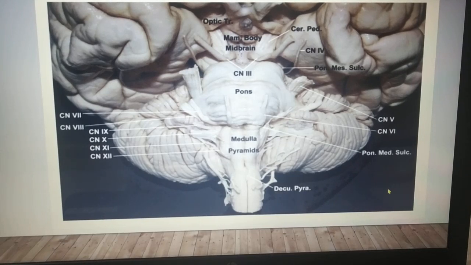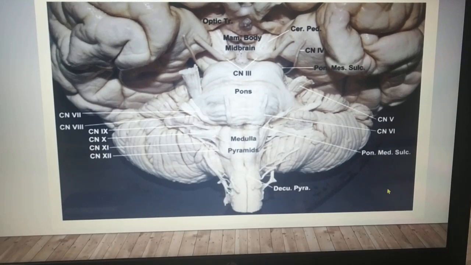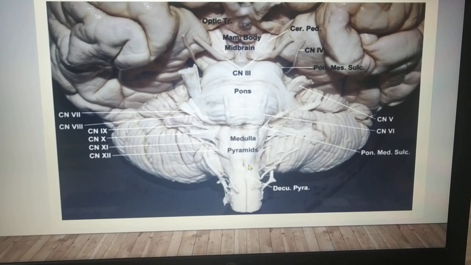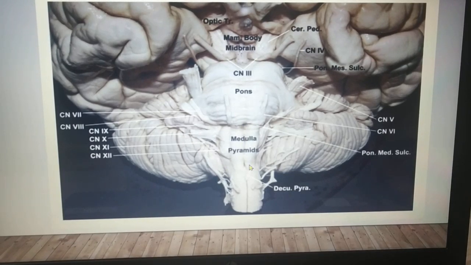The brainstem consists of the medulla oblongata below, the pons which is bridged between the medulla below and the midbrain above, and the midbrain above. Here I am locating it: the medulla which is located below, the pons which is bridged between the midbrain and the medulla oblongata. All these three structures together make the brainstem.